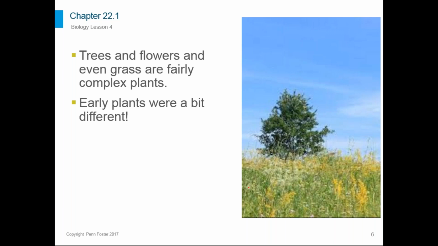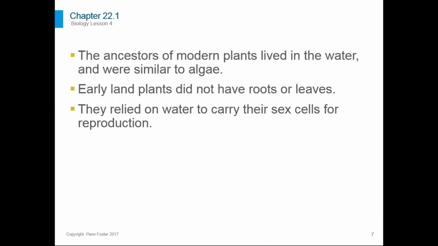Trees and flowers and even grass, all the plants that we have today that grow on dry land and grow out in the sunlight, they are fairly complex plants. Early plants, though, that evolved much earlier than trees and flowers and grass, they were a bit different. So we're actually going to look at the evolution of plants and the types of plants that used to exist. So the ancestors of modern plants lived in the water and were similar to algae. The very first things that we could call plants lived like that.